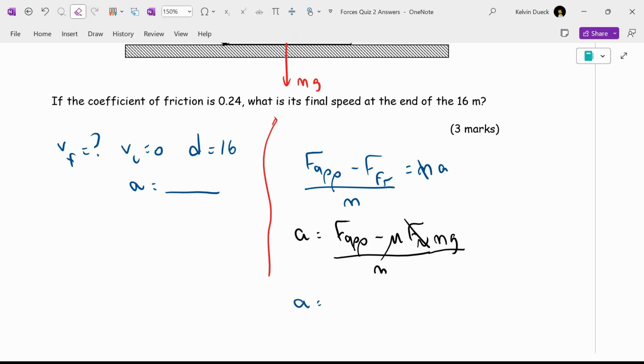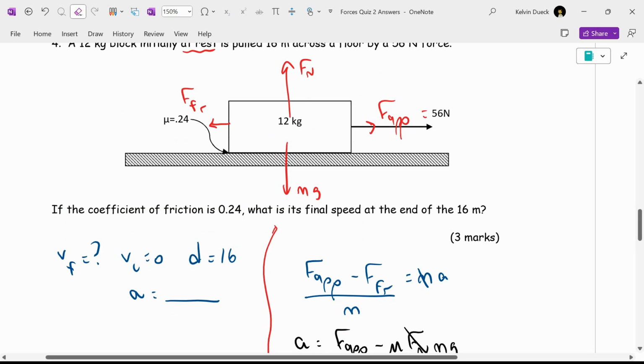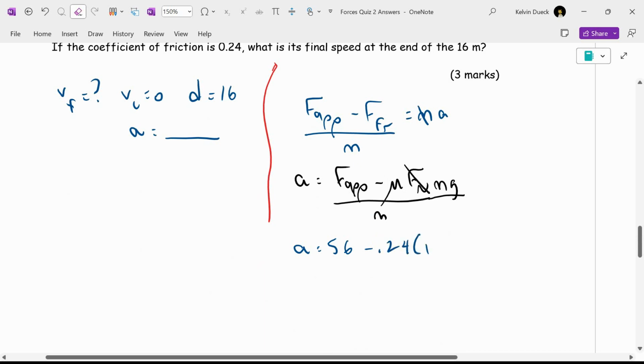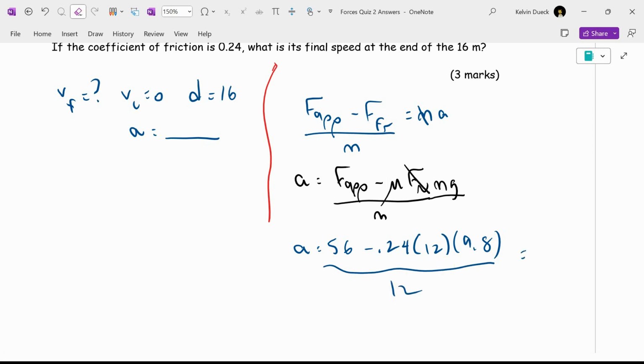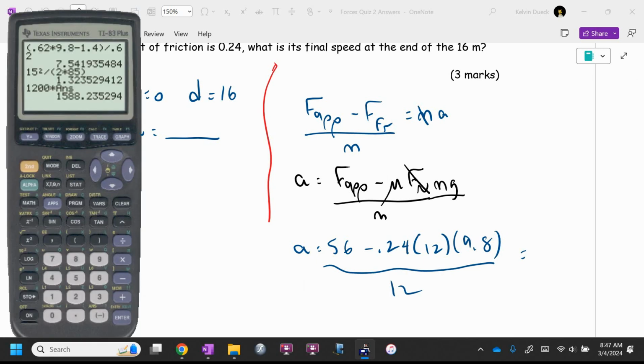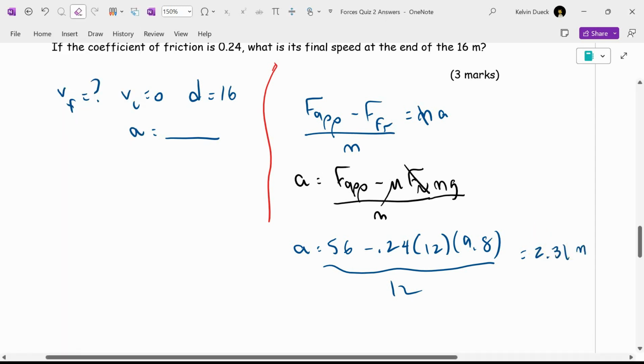Let's get a, Mr. Dueck. What was F applied? It was 50 something, 56? Minus what's mu? 0.24 times 12 times 9.8 all over 12. This might work out nice. 56 minus 0.24 times 12 times 9.8 divided by 12. Oh, almost repeats. I get 2.31, and again, if you use the 2.31, Evan, I'm fine with that. You know I'm going to use my answer button. I'll write down 2.31 meters per second squared.